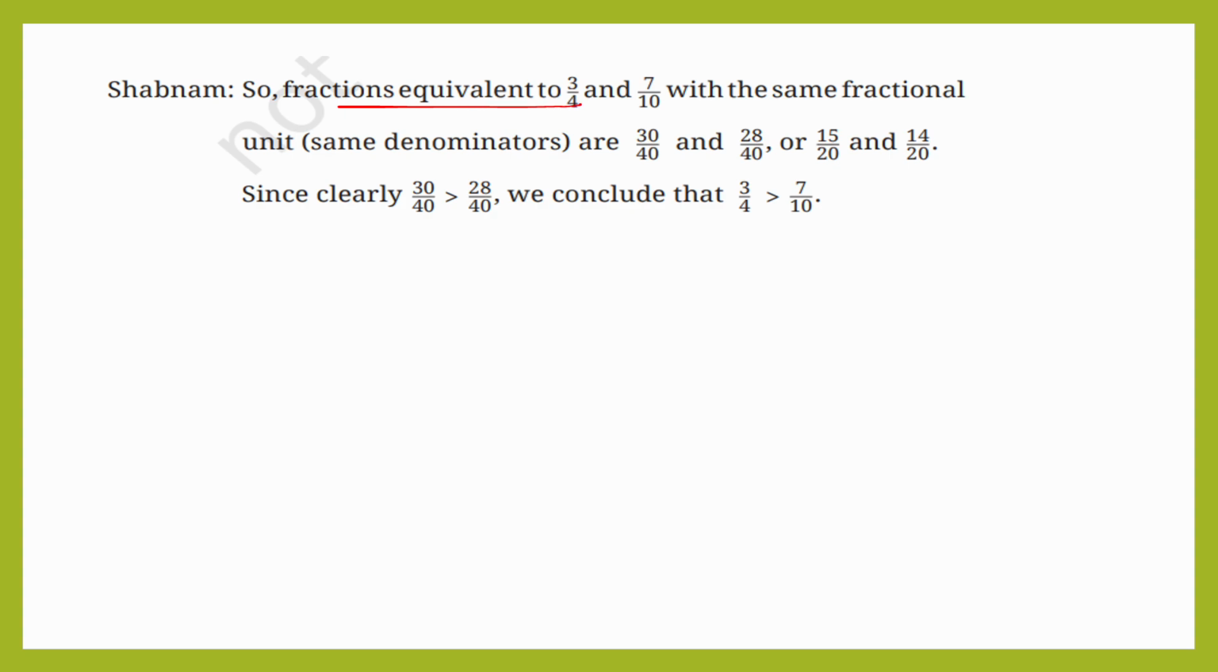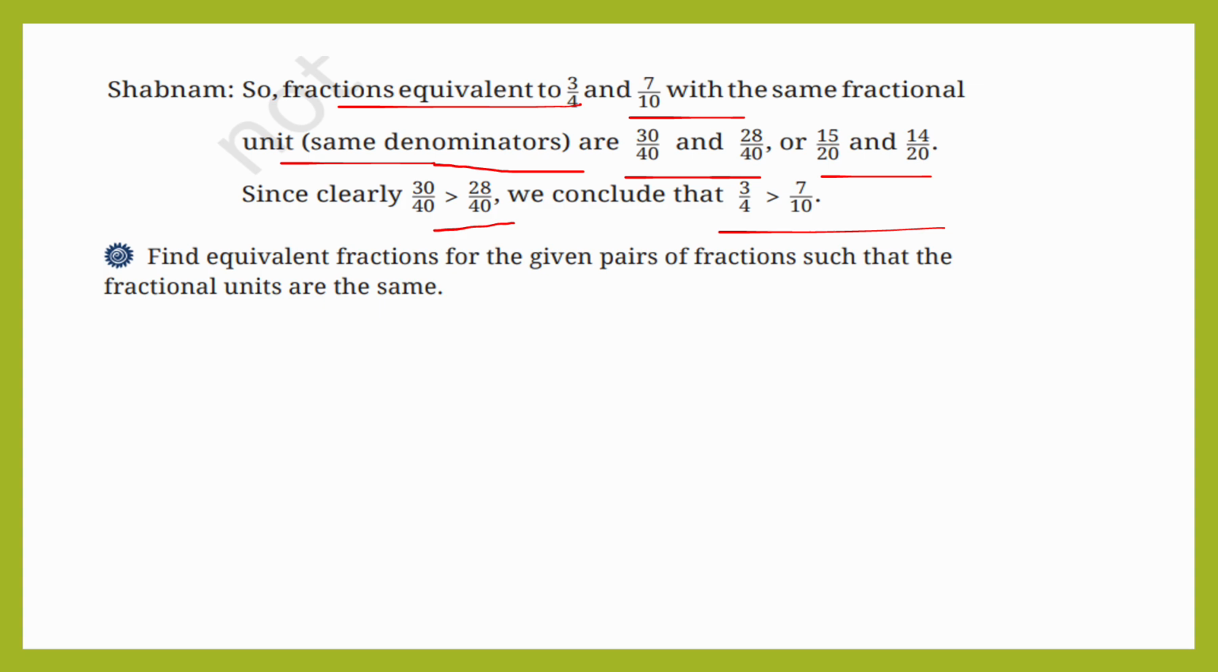Shabnam, so fractional equivalents to 3 by 4 and 7 by 10 with the same fractional unit, that is same denominators, are 30 by 40 and 28 by 40, or 15 by 20 and 14 by 20. Since clearly 30 by 40 is greater than 28 by 40, we conclude that 3 by 4 is greater than 7 by 10. Find equivalent fractions for the given pairs of fractions such that the fractional units are the same. Here the condition is that the fractional units must be same.